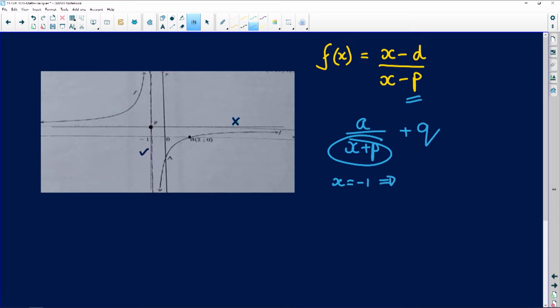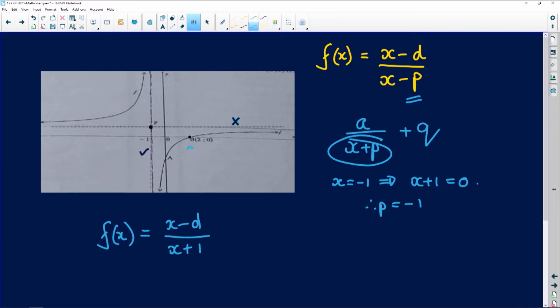So look at this. x is equal to -1. Well, what does that tell me? It tells me that x plus 1 equals 0. Okay, so what is p? We can immediately see that p is -1. Now let's go and kick it into the equation. So we get f of x is equal to x minus d over x plus 1 in our denominator.